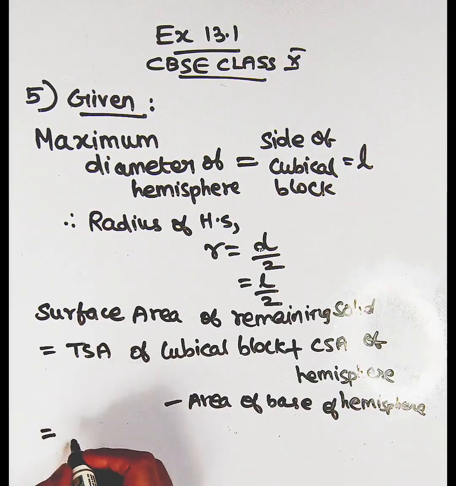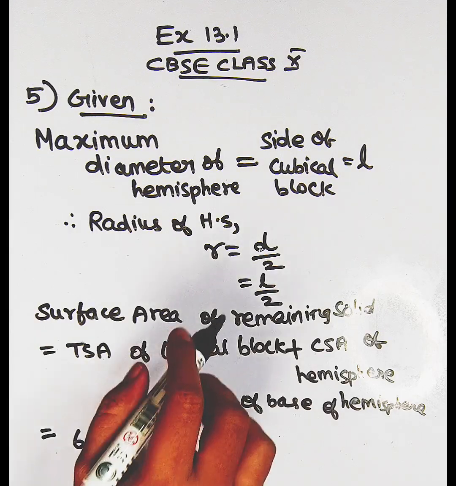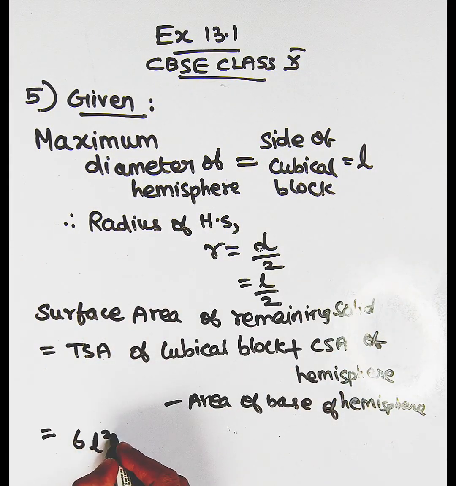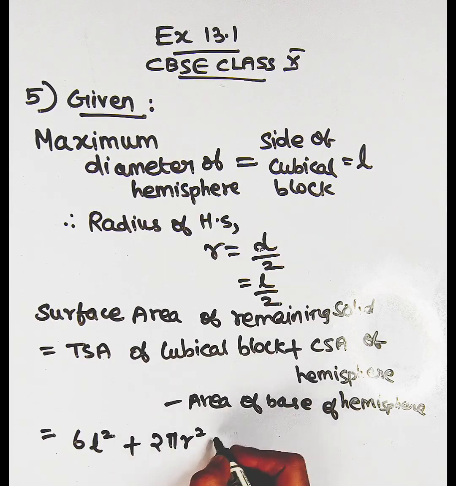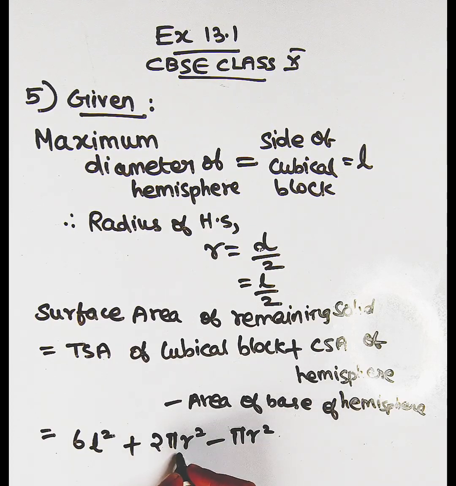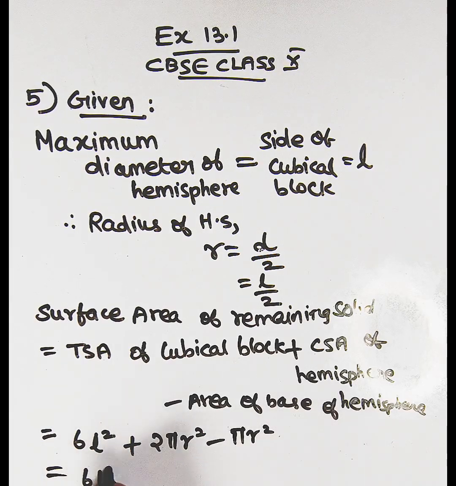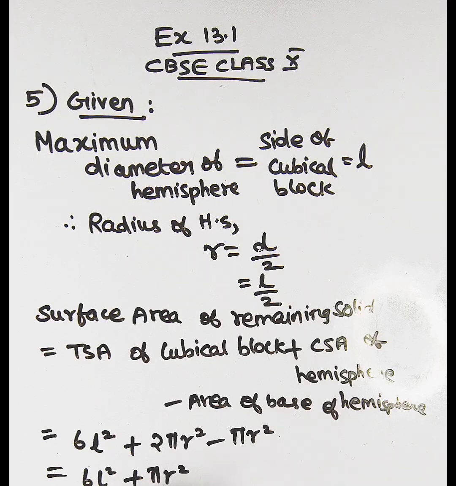And TSA of the cubical block is 6A square. Here the side is L, so it is 6L square. And CSA of the hemisphere is 2 pi r square and the area of the base is pi r square. So 2 pi r square minus pi r square is plus pi r square. Substitute the values and find the answer.